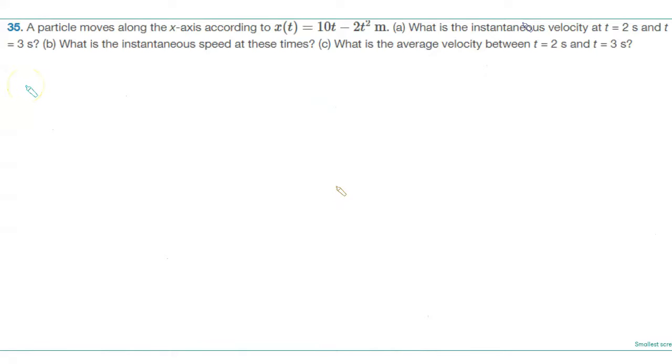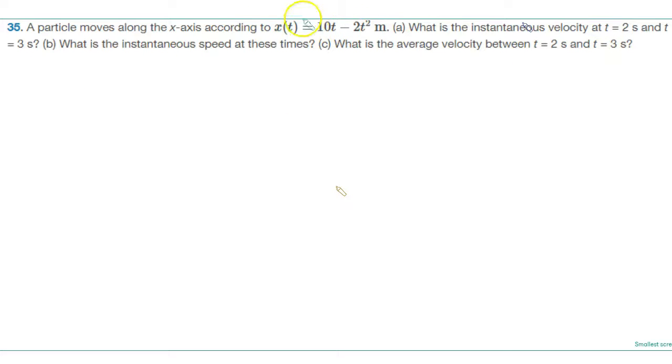It says a particle moves along the x-axis according to x of t equals 10t minus 2t squared in meters. What is the instantaneous velocity at 2 seconds and 3 seconds? That's t equals 2 and 3 seconds. B, what is the instantaneous speed at those times? C, what is the average velocity between 2 and 3 seconds? Let's go ahead and have a look at this.